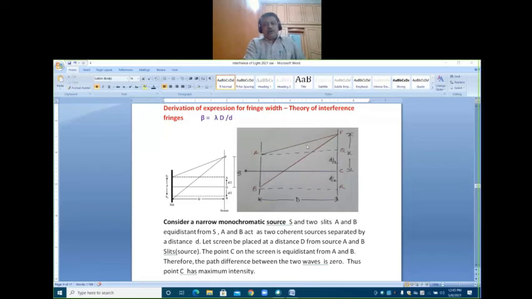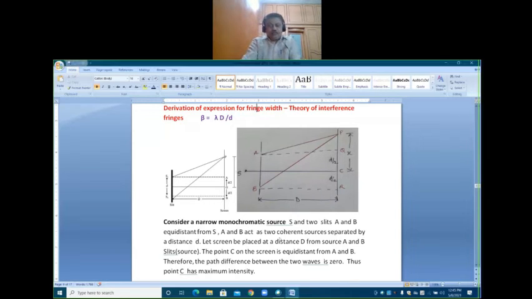Just by looking at this you can make out that AP is smaller, BP is longer. So the path traveled by light from B to P is larger than A to P. Therefore there is a difference in path between AP and BP. This is what we are going to calculate by simple mathematical steps. If you understand this, the rest of the derivation will be very simple.